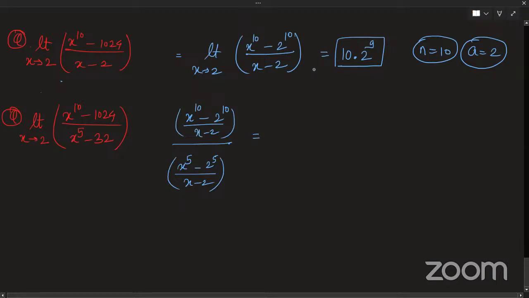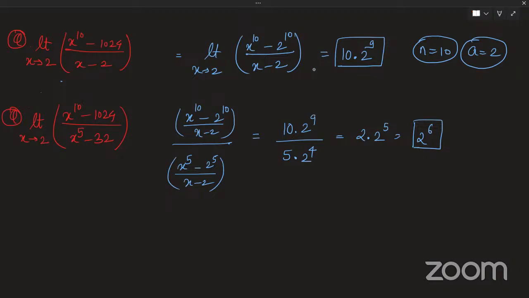So my numerator value will be 10 into 2 raised to 9. And what will be my denominator value? 5 into 2 raised to 4, correct. So it is 2 into 2 raised to 5, or 2 raised to 6. Right? Everyone? Okay, great.